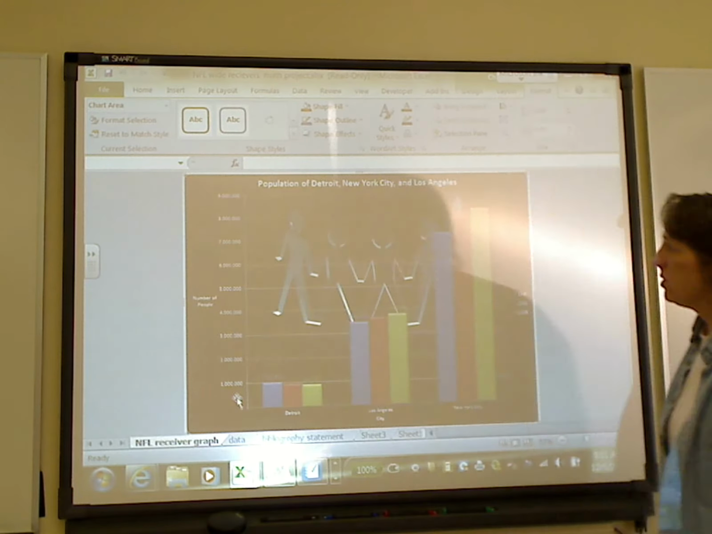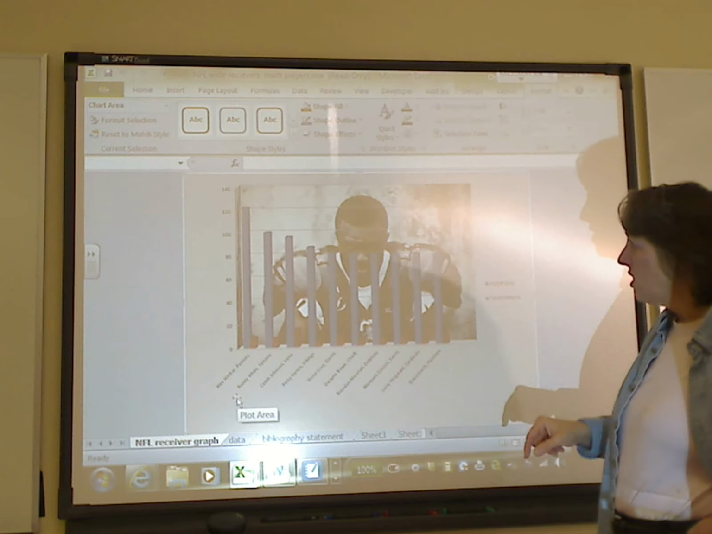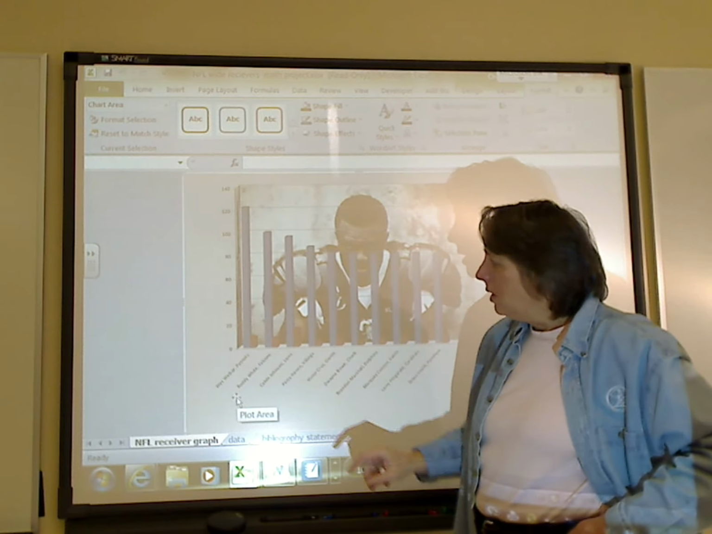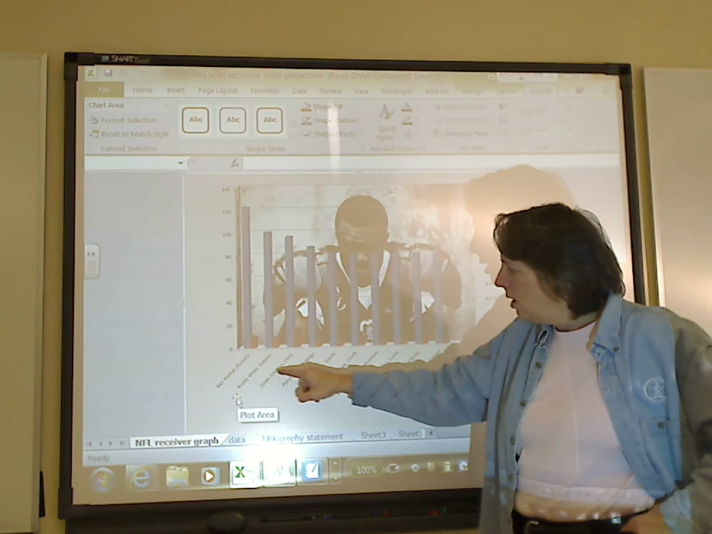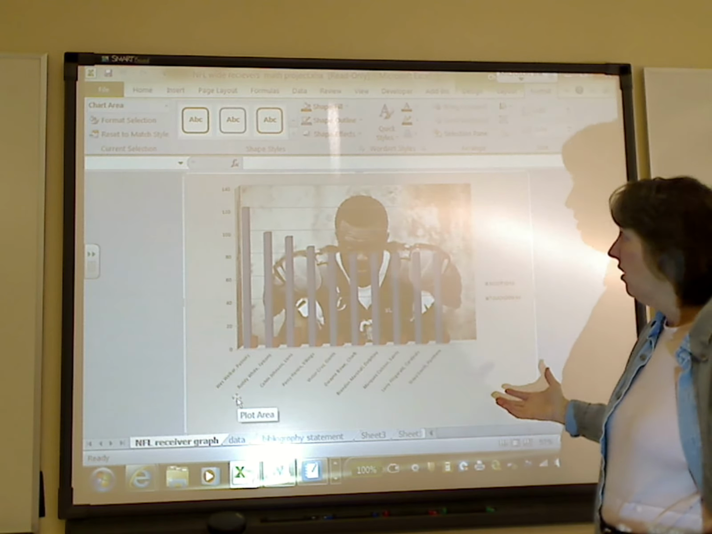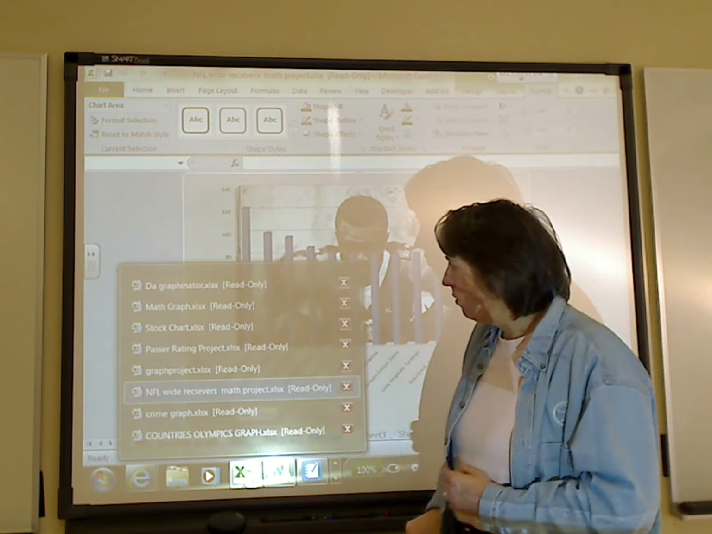Wide receivers. These are the wide receivers and the number of receptions and touchdowns they had. Receptions being the blue and the red being the number of touchdowns. And it's got the top receivers, Calvin Johnson, and it doesn't say the year. So that's something you need to know. That's something you would want to correct on yours.